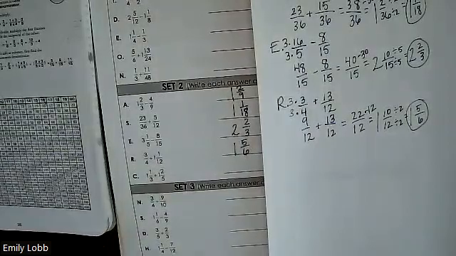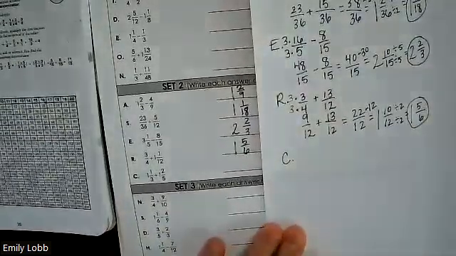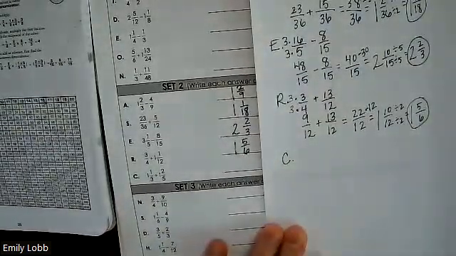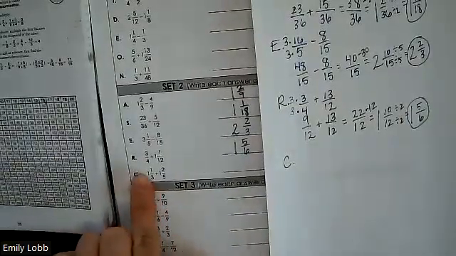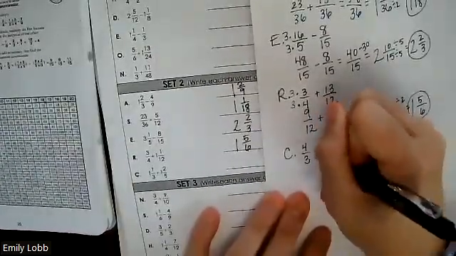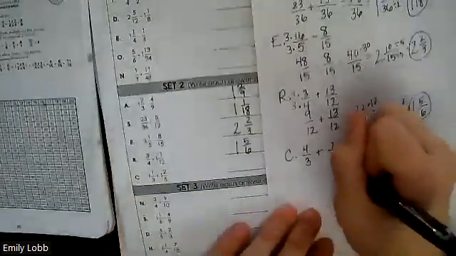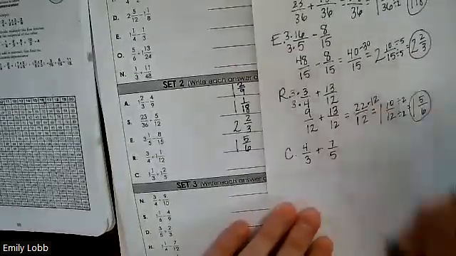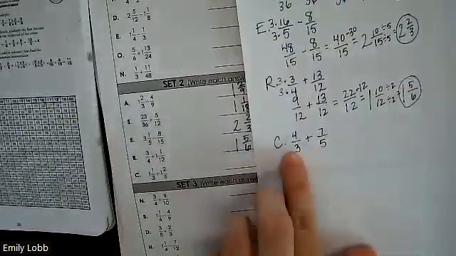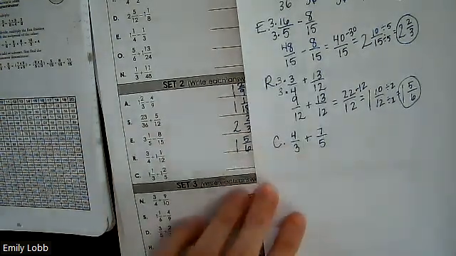All right, last letter in this set is C. 1 and 1/3. Well, 3 times 1 is 3, plus 1 is 4. So I have 4/3 plus 5 times 1 is 5, plus 2 is 7. 7/5. Now I need to change these so we have a common multiple. Well, 3, 6, 9, 12, 15. The first one they have in common is when they're multiplied by each other, right? 3 times 5 is 15.